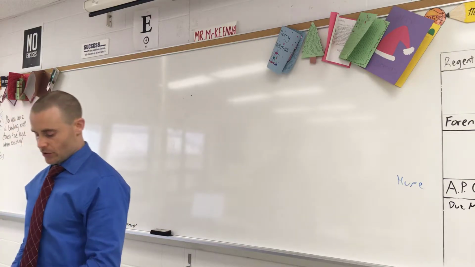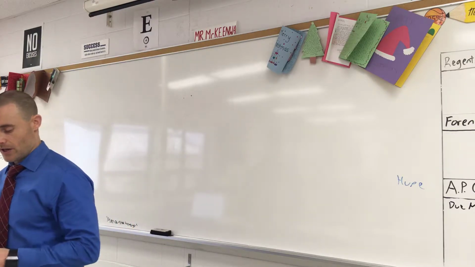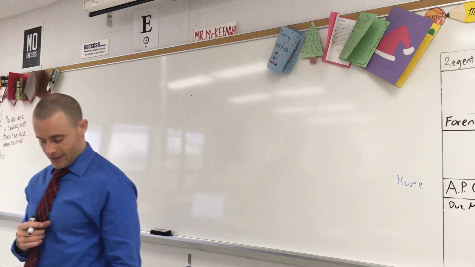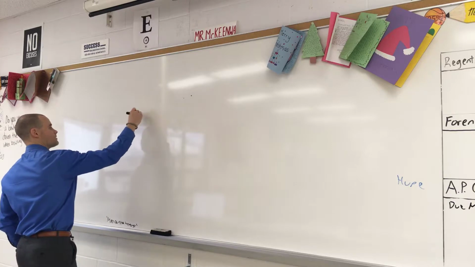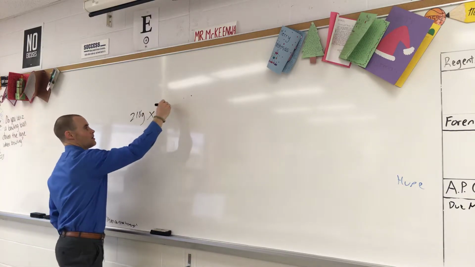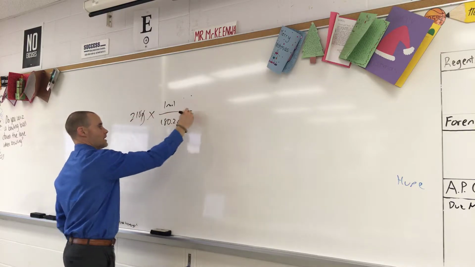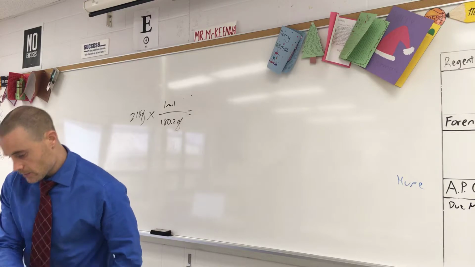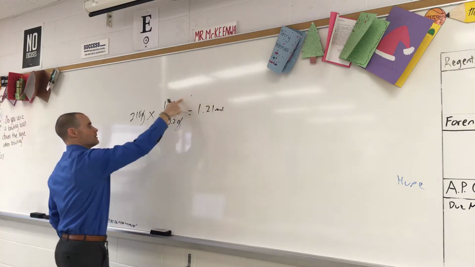Okay, the answer is 30.4 mmHg. If you looked at page 535, you already saw that anyway. But I'll just go through it with you anyway. So you have 218 grams of glucose times 1 mole over 180.2 grams. Grams cancel. So moles of glucose, we get 1.21 moles.